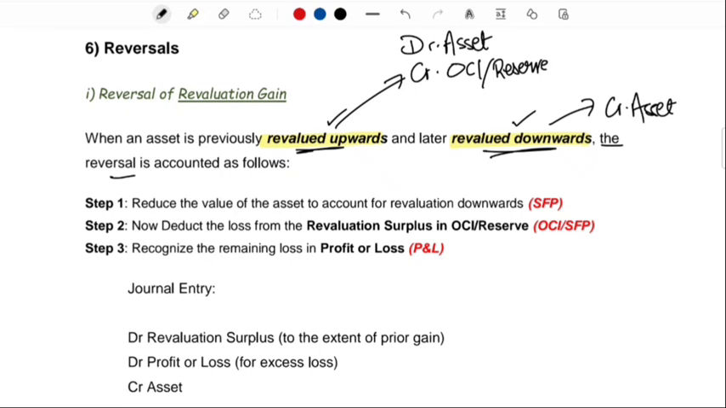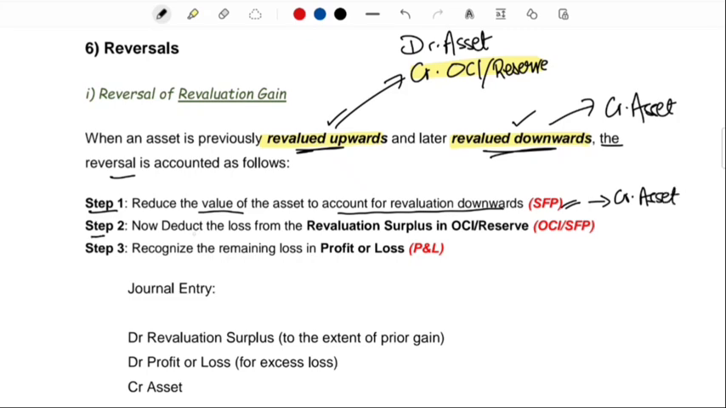But there's something else that is also going to happen. Why? Because notice we have a reserve balance sitting in relation to the gain on that same asset, and now we are revaluing it downwards. IAS 16 has a specific treatment for this particular situation. Step number 1, reduce the value of the asset to account for the revaluation downwards, which will be in the SFP under non-current assets, which we have already done. So we will be crediting the asset, which we have already identified.